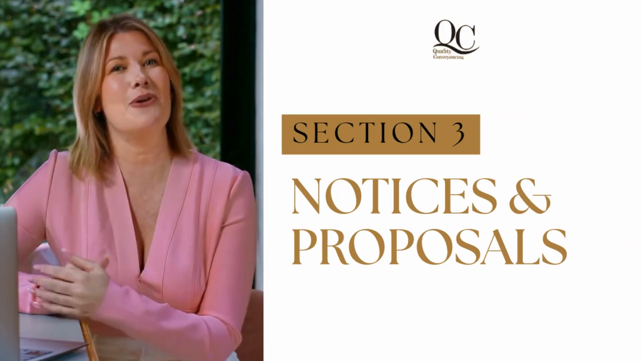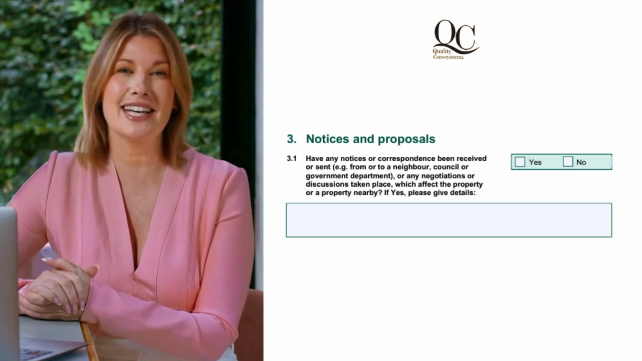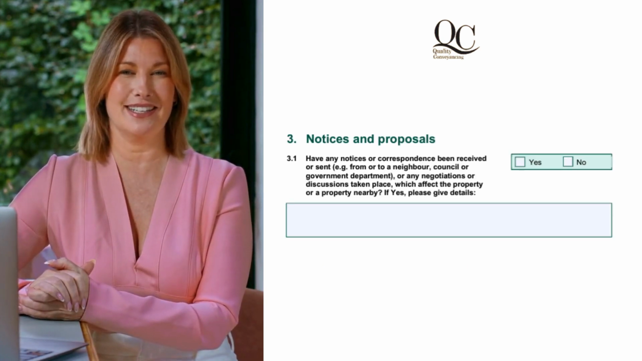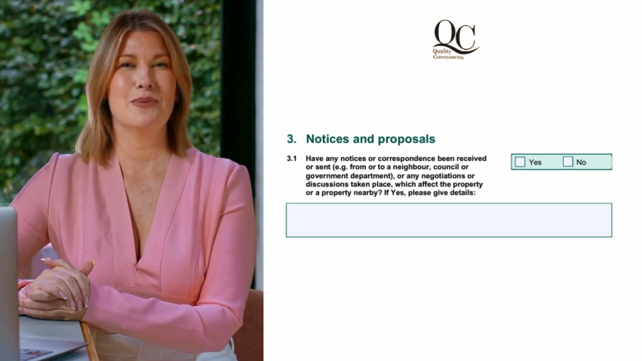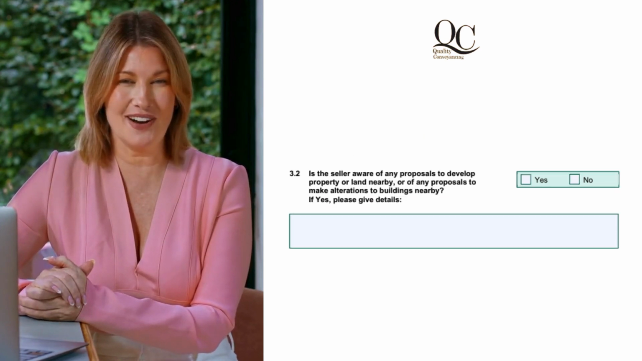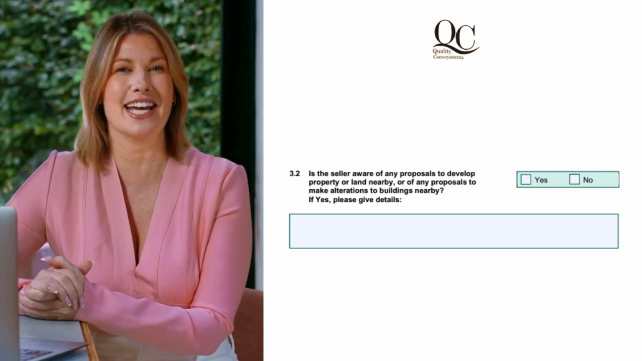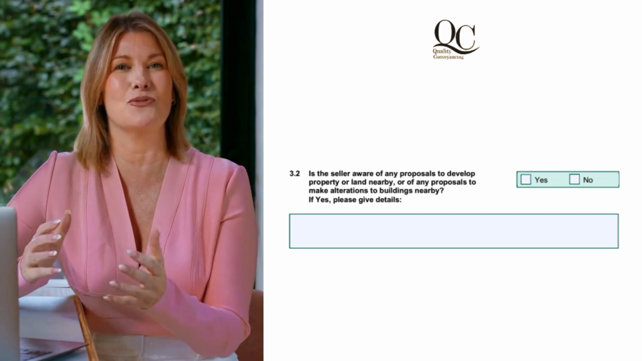Section 3 covers notices and proposals. This is where you'll confirm whether you've received or sent any letters or notices that affect the property. These could be from the council, a neighbour, or a government department. You'll also be asked whether you're aware of any planned developments nearby, for example, new buildings or extensions. Just answer based on what you know.